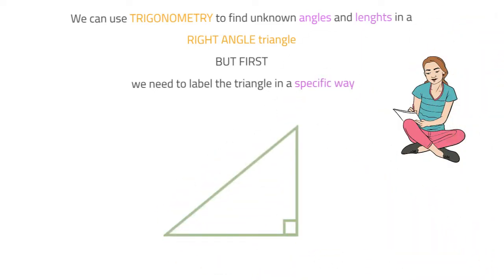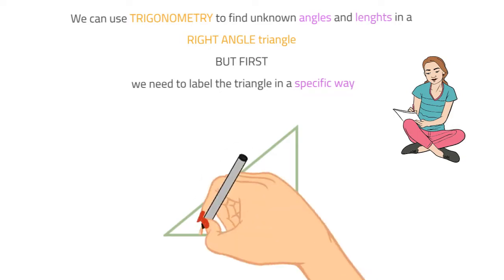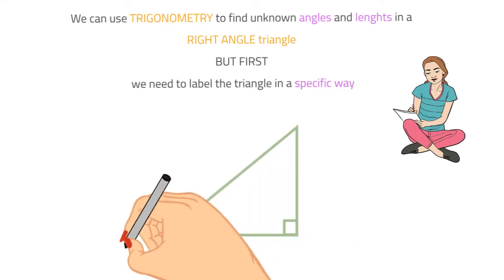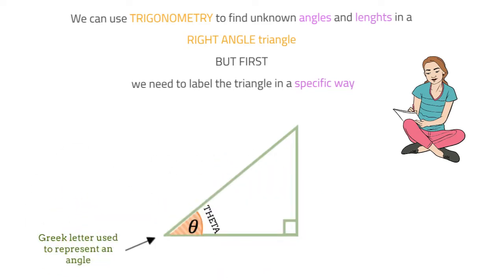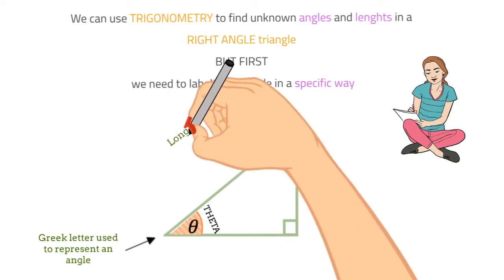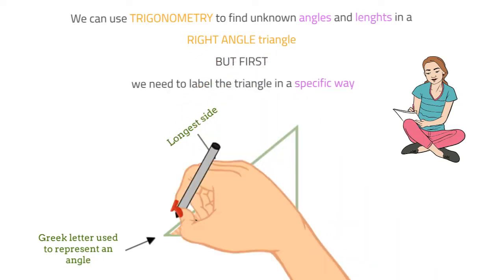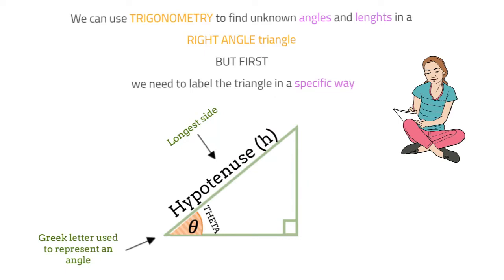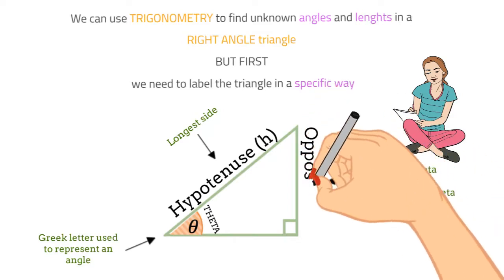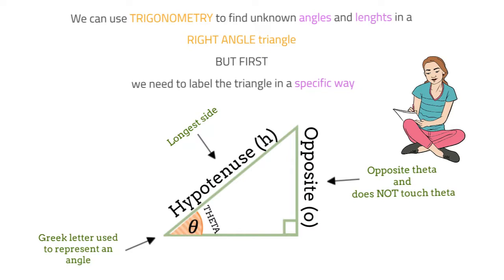Here is our right angle, and we want to label one of the other angles. So if we label this one, we're going to call it theta, which is just a Greek letter we use to represent an angle. The longest side you should all be familiar with from Pythagoras' theorem. We call it the hypotenuse, H for short. And now the side opposite theta, that does not touch theta, we call simply the opposite, O for short. And then the remaining side between theta and the right angle we call the adjacent, and we abbreviate this to A. Right, hopefully that has sunk in.